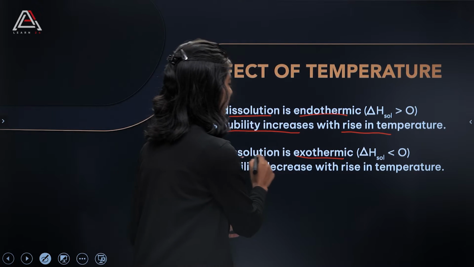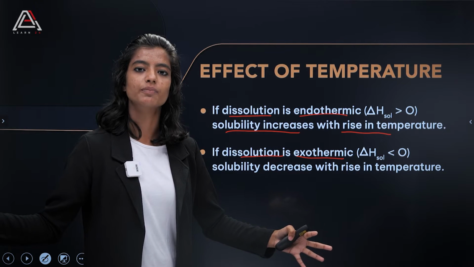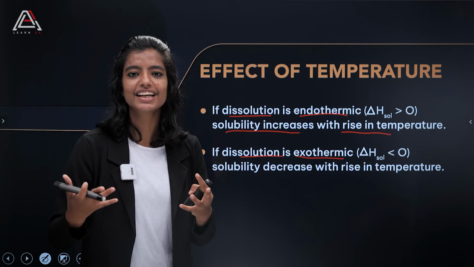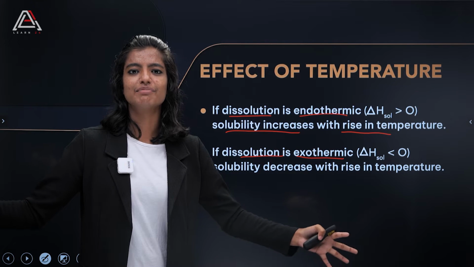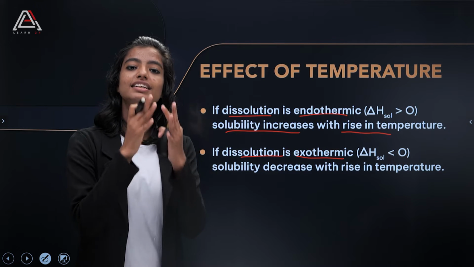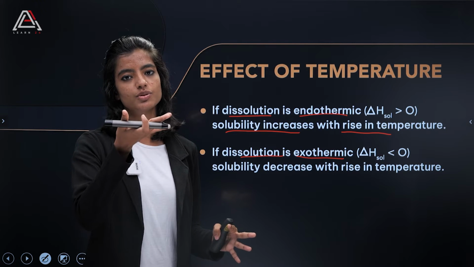So if dissolution is exothermic, they are liberating the temperature. What happens if we give more temperature? They will get angry, right? They are already exiting the temperature, and if we give more temperature, the solubility will decrease. Solubility will decrease with the rise in temperature.